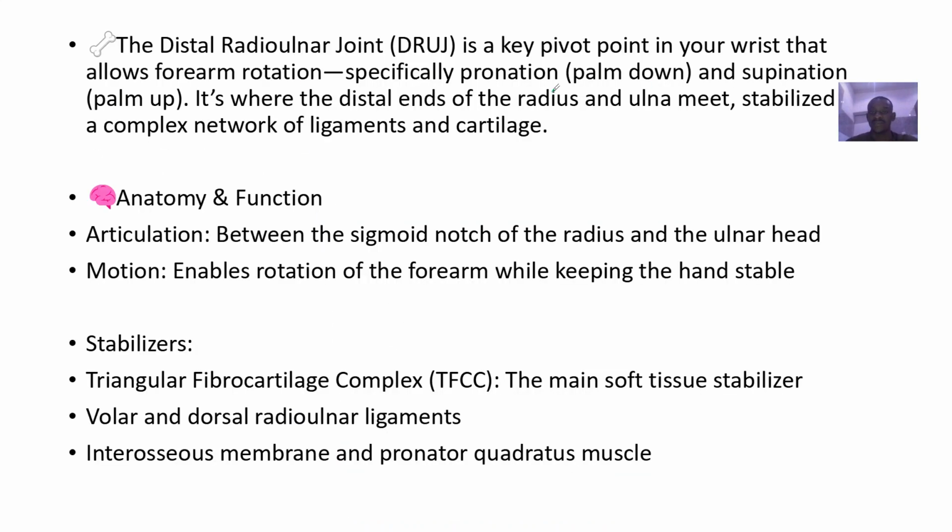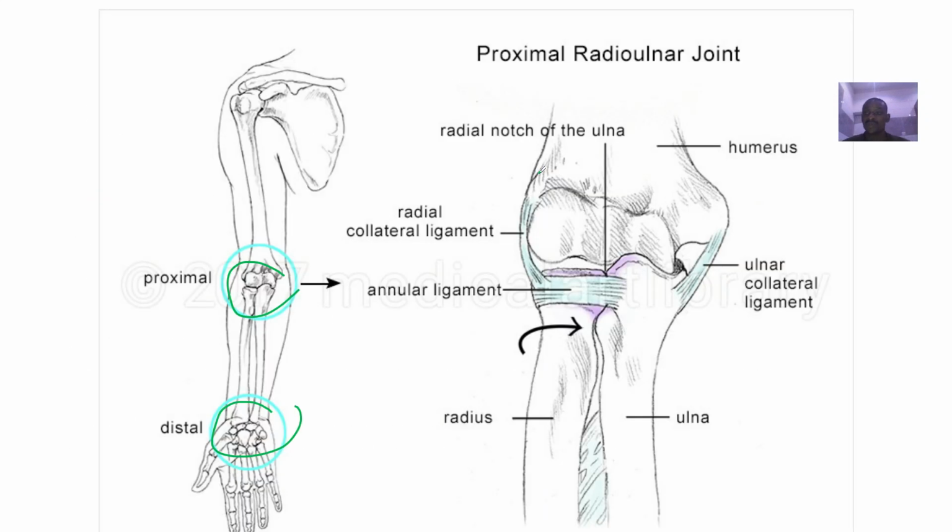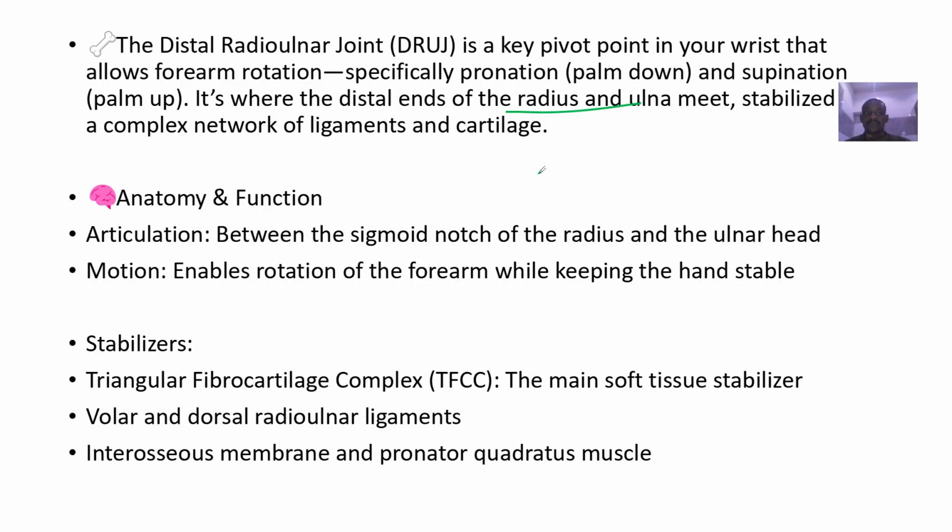So that's specifically pronation and supination. That's taking your palm down and taking your palm up, like this, what I'm doing. So it's where the distal end of the radius and the ulna meet. Meeting up is the proximal radioulnar joint, right? So for anatomy and function, the articulation is between the sigmoid notch of the radius and the ulnar head.